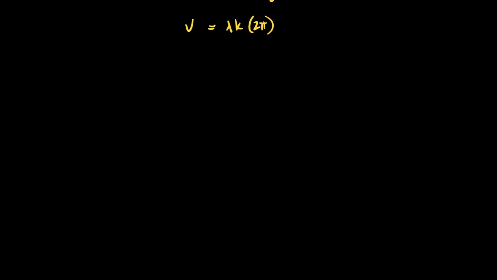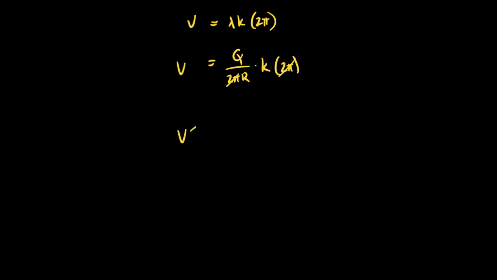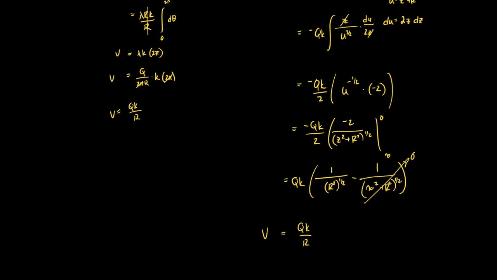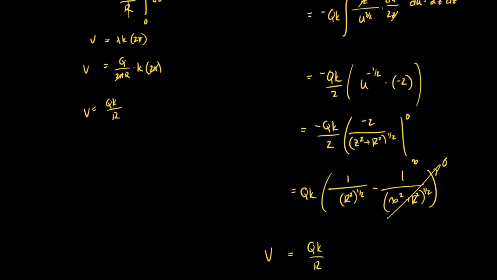However, lambda is q over 2 pi r times k times 2 pi. So electric potential, qk over r. It has to work this way.